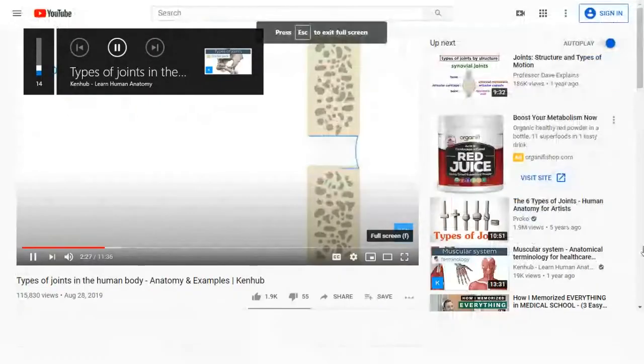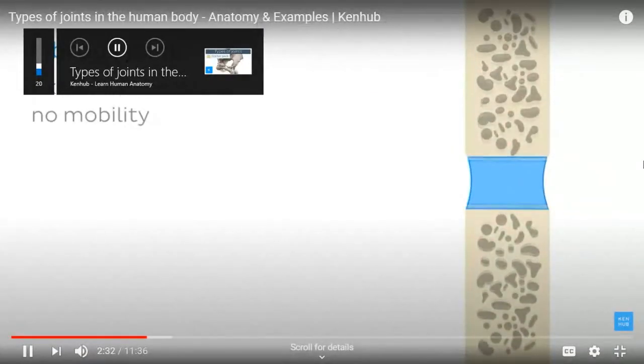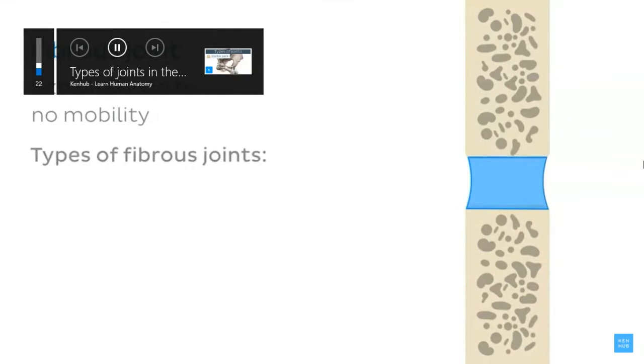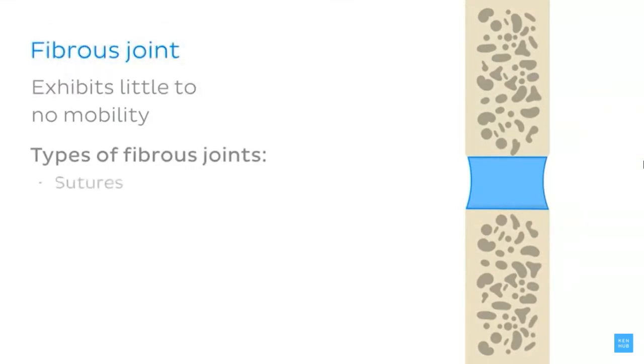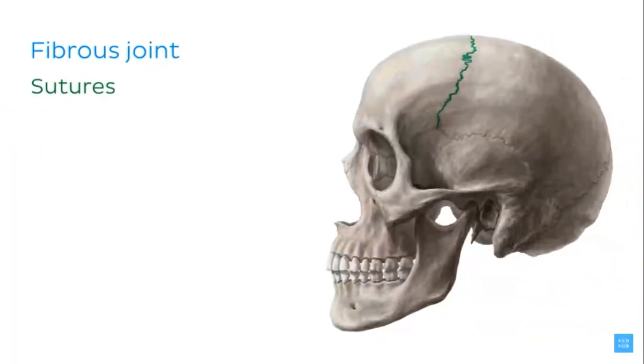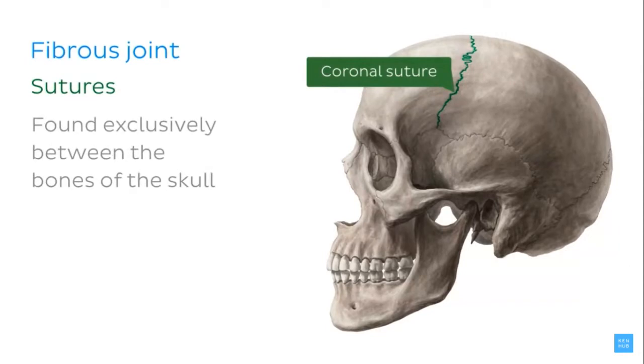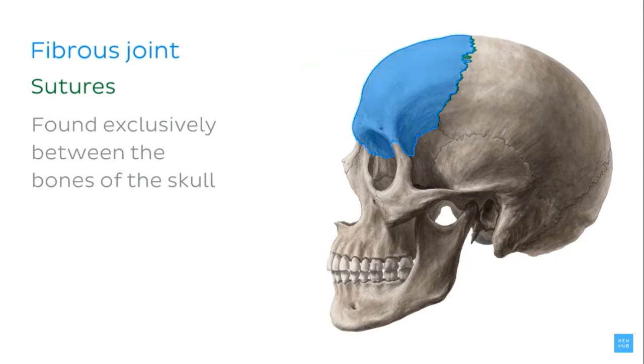The bones are bound by a tough, fibrous connective tissue. These joints exhibit little to no mobility. The types of fibrous joints we're going to talk about today are sutures, gomphoses, and syndesmoses. Firstly, we have sutures, which are fibrous joints found exclusively between the bones of the skull. We can see a nice example in our illustration here, which is a coronal suture. This suture connects the frontal bone to the parietal bone via sutural ligaments.